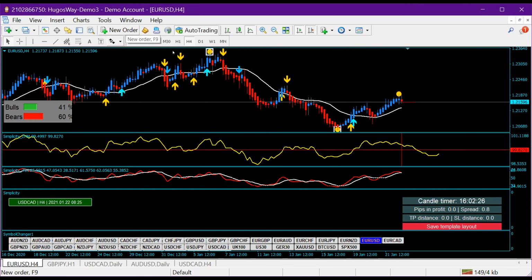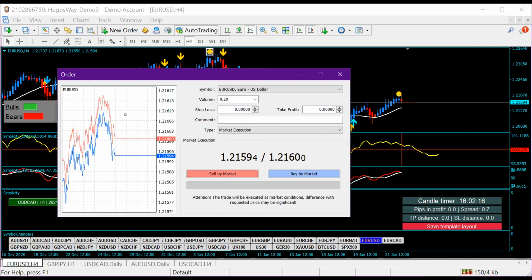Here it has new order. The keyboard shortcut is the F keys, which is F9, but you can just come up here and use your mouse and click new order. Okay, so we are on the Euro USD pair, and let's say the signal was called for this pair, and that's why we are here.